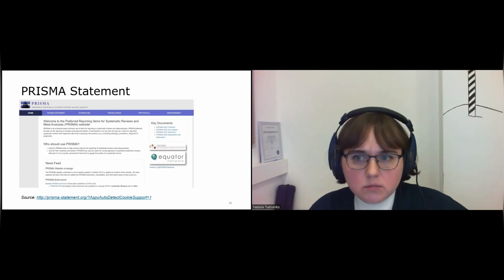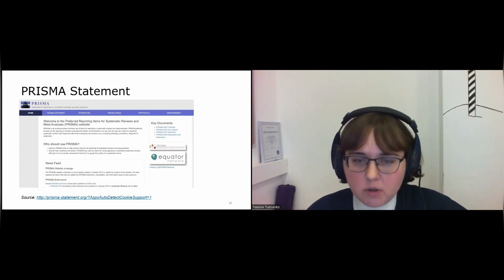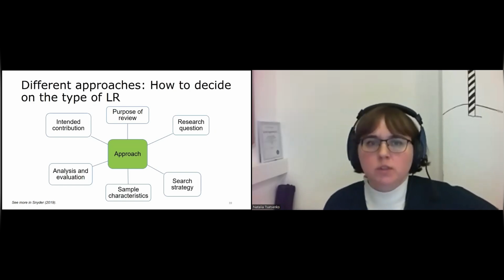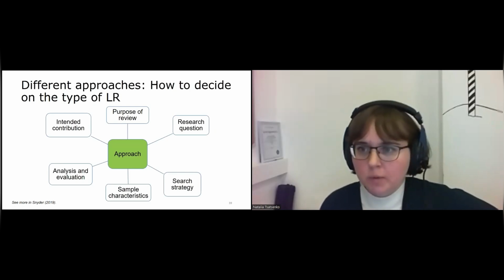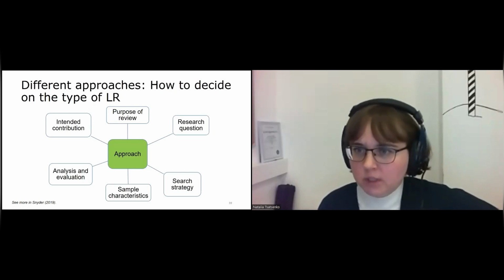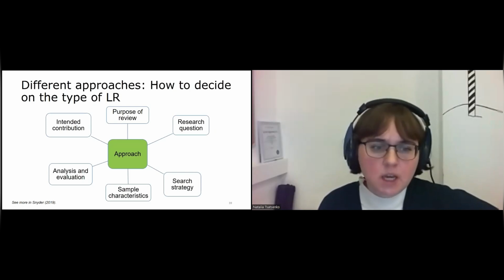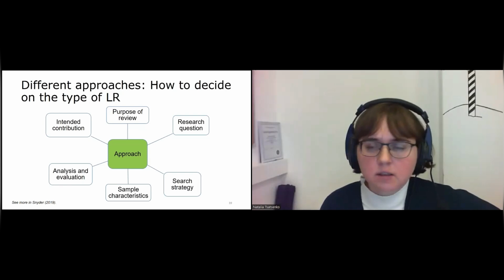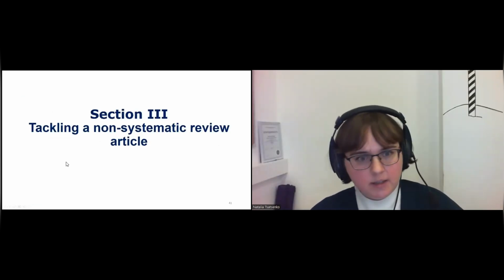I will answer the previous question at the end of this presentation, but we will talk about this later. This slide shows more or less 6 approaches to how we make decisions. Just to summarize, these are the purpose of the review, our research question, the search strategy for papers, sample characteristics, the way we plan to analyze or evaluate, and what intended contribution we plan to make.